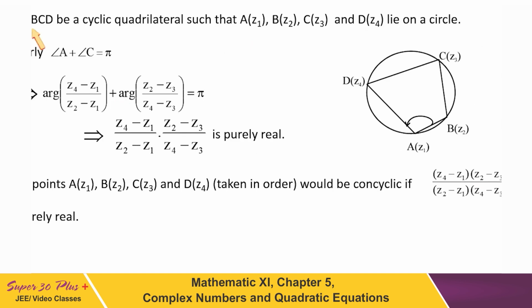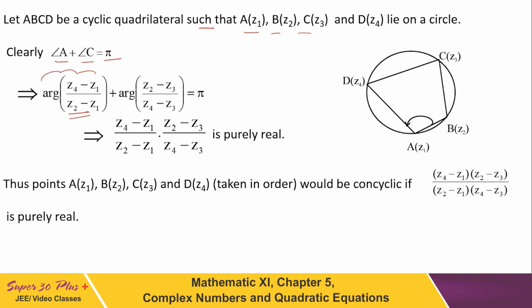Students, let ABCD be a cyclic quadrilateral lying on a circle, having the affixes z1, z2, z3 and z4 respectively. It is clear that angle A plus angle C is equal to π. What is the angle A? Angle A means the angle between the lines AB and AD, and this is the form by which we can write the angle between them.